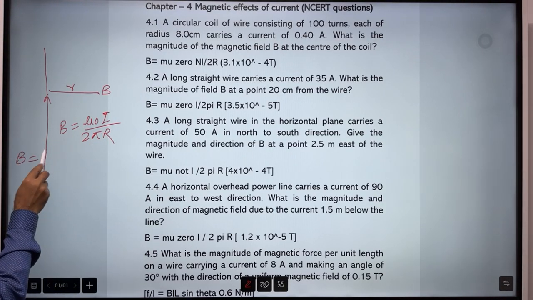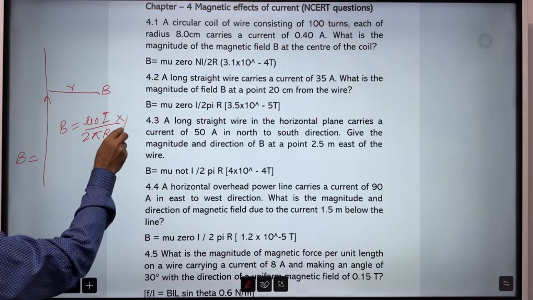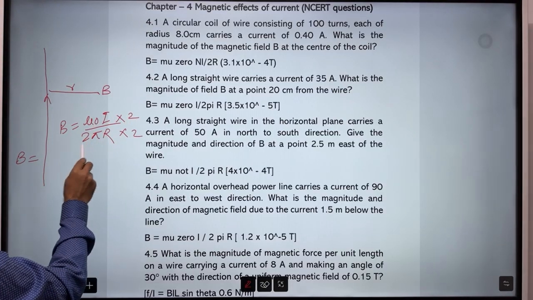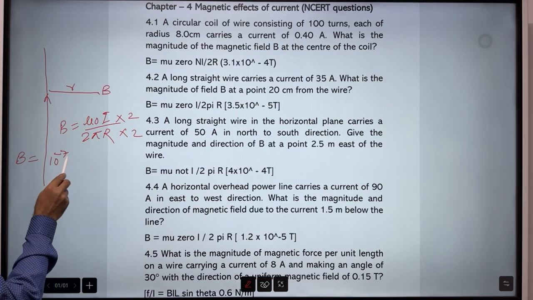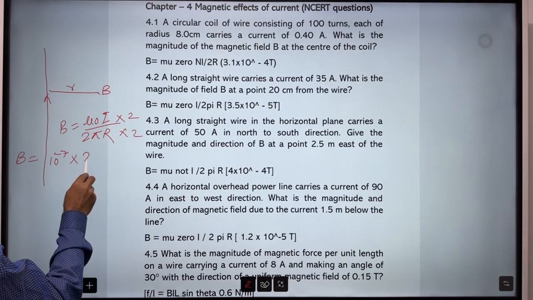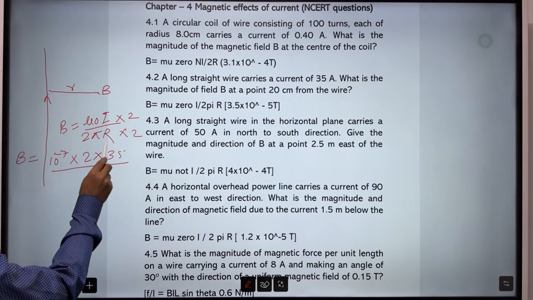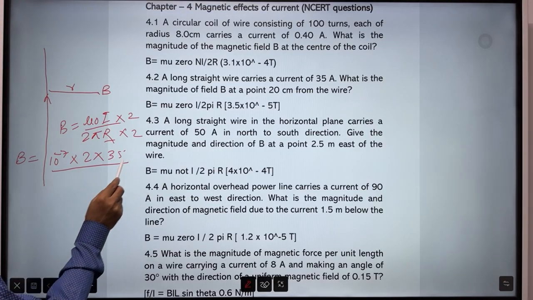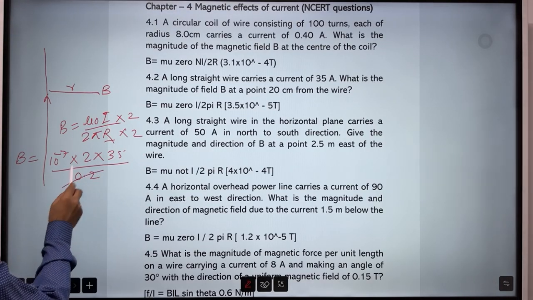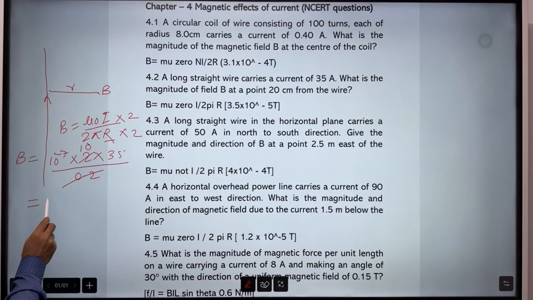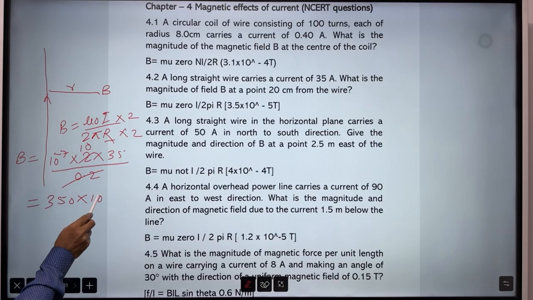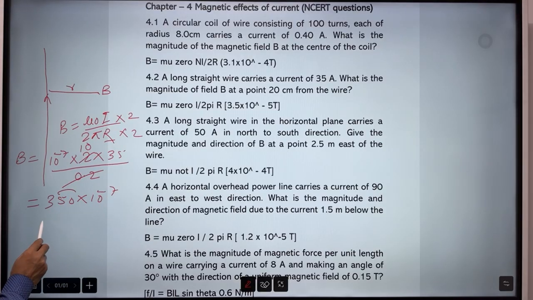So B equals mu naught upon 2 pi. We can do one thing, we can multiply here by 2 and here by 2. So mu naught upon 4 pi, that is equal to 10 power minus 7, times 2 into current. Current is 35 divided by r, which is 20 centimeter, 0.2. Then 2 will cancel 10 times. So this will become 350 into 10 to the power minus 7. So 2 places decimal: 3.5 into 10 to the power minus 5 Tesla. Right? So the question is simple.